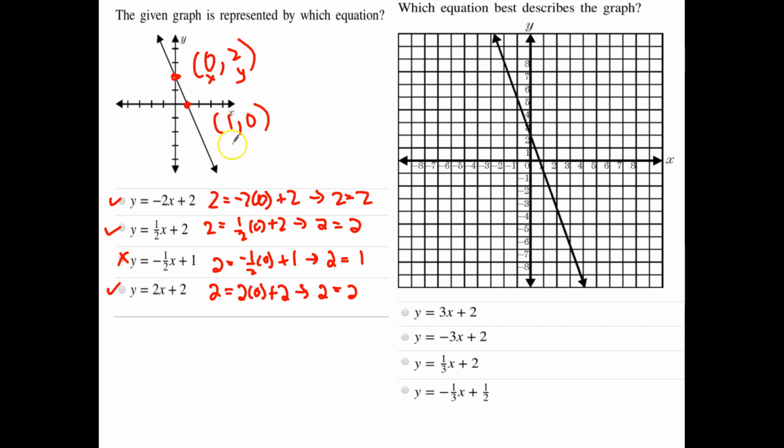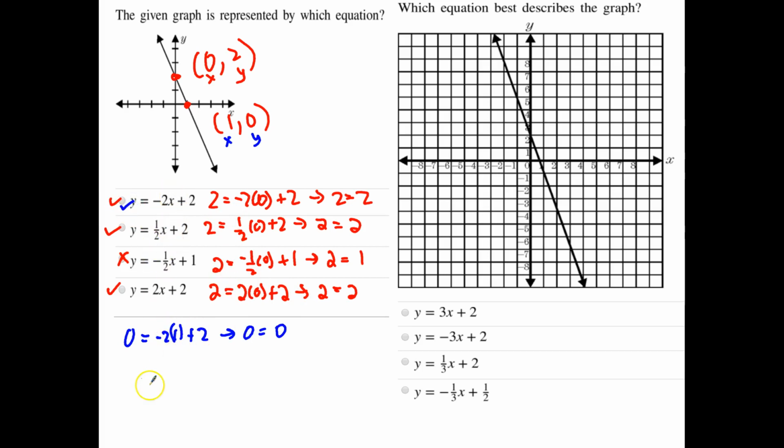So when I put in 1 and 0, well, I'm pretty sure y'all can see this is x and this is y. So when I put in 1 for x, I get 0, which is my y, is equal to negative 2 times 1 plus 2. Negative 2 times 1 is negative 2. Negative 2 plus 2 is 0. So I get 0 is equal to 0. It works here. Put a double check there.